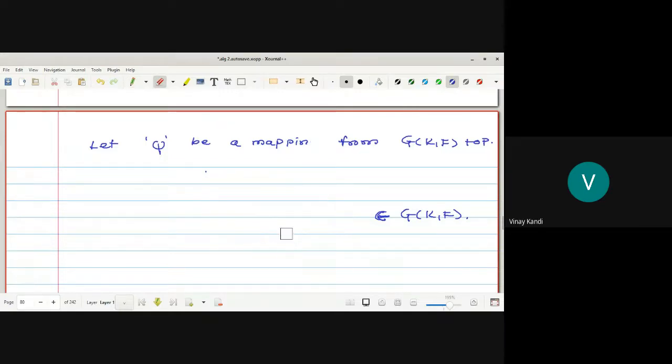What is psi? Psi is the mapping from G(K/F) to P, defined as psi of sigma is equal to sigma star, and this sigma star is nothing but the restriction of sigma, for all sigma belonging to the domain, that is G(K/F).